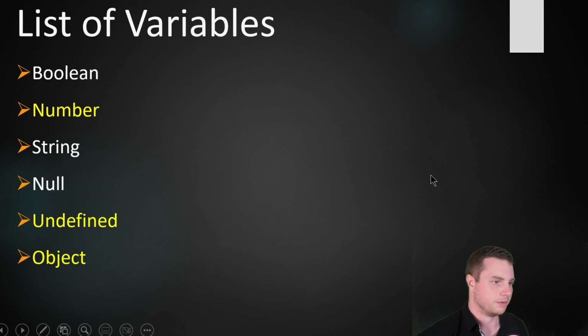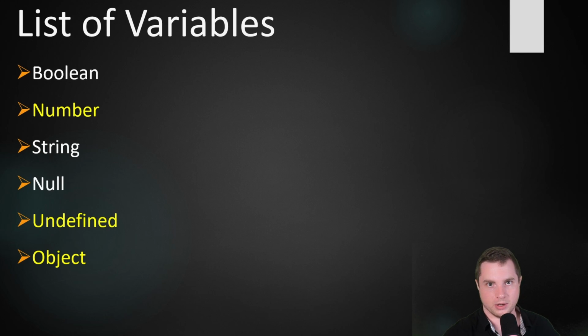I probably should go over these. So that gives you a little bit of a scoping example, but it also highlights the dynamic nature of JavaScript variables. The list of these variables are bool, number, string, null, undefined, and object. So a couple of things we need to go over here. Bool, string, null, all the same as your typical languages.